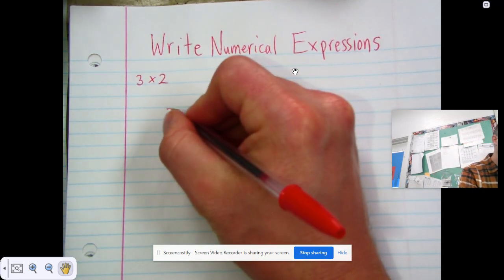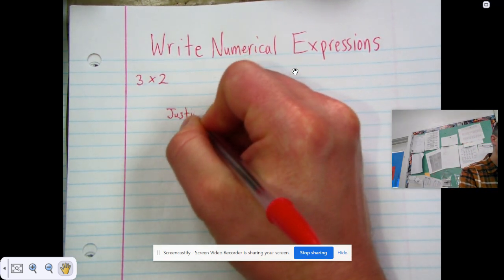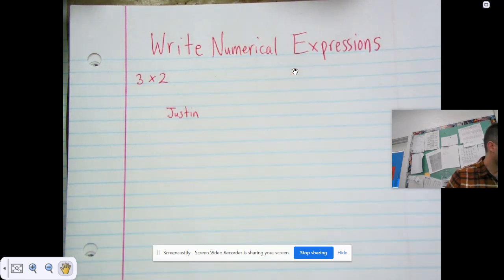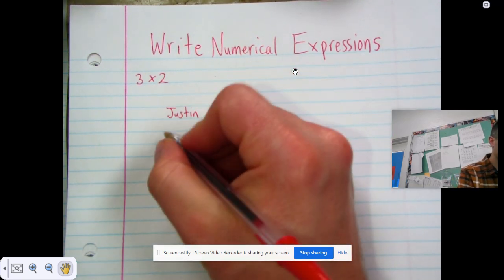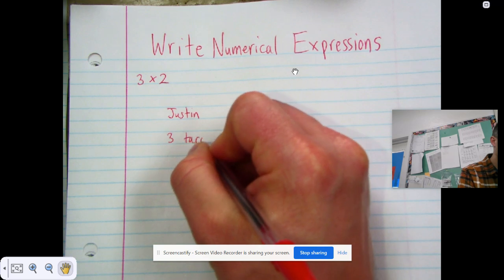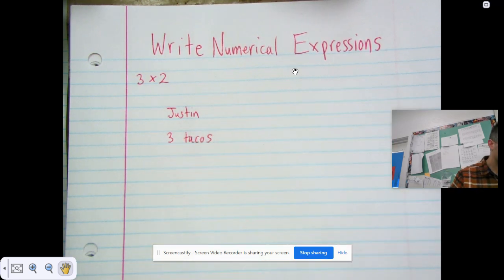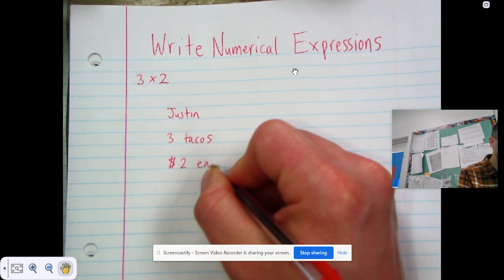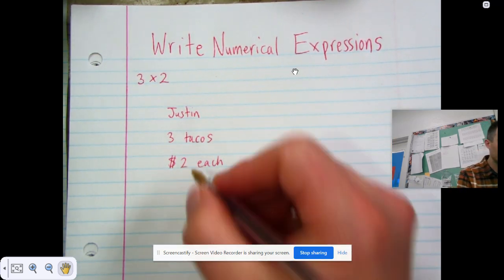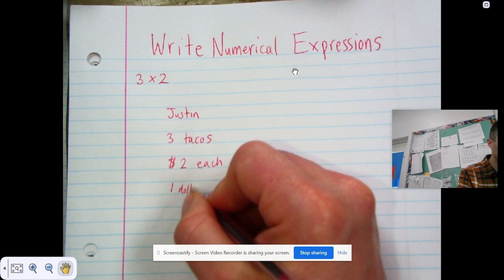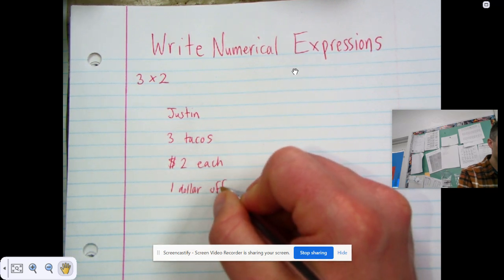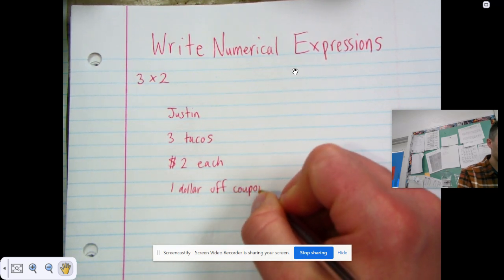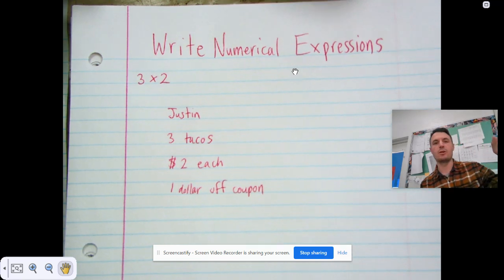Let's say there's Justin. Justin goes out to dinner, and he buys 3 tacos. Let's say each taco is $2, so they're $2 each. And let's say he also has a $1 off coupon. How could we write this as a numerical expression?